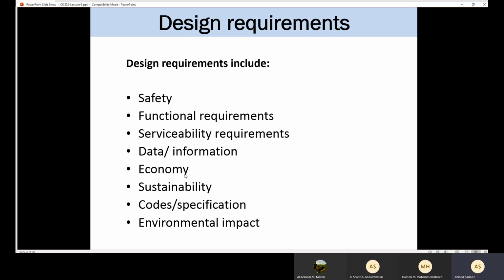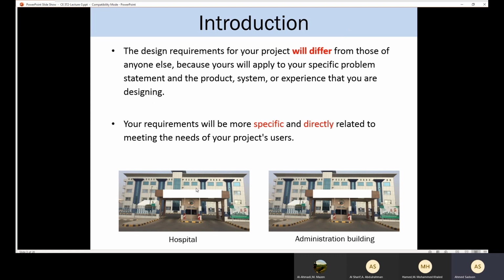Also, we have the economy, how much you are willing to spend on the project. It's a very important question, because depending on that, I'm going to choose certain materials, certain equipment, certain contractors, certain quality assurance. It depends on how much money you are willing to spend on your project.